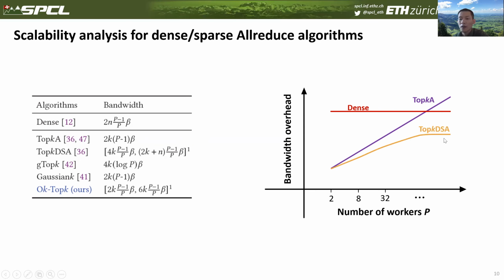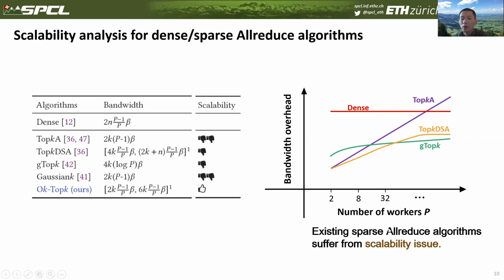And for top K DSA, it suffers from the fill-in issue as the number of workers increases. And at some point, the all-gather phase will completely switch to dense format. For G top K, the bandwidth overhead is proportional to log P. Although it's growing slowly, eventually it will surpass the dense Allreduce. So overall, the existing sparse Allreduce algorithms suffer from a scalability issue. Therefore, we propose our own algorithm, OK top K. It has less than 6K bandwidth overhead, which is more scalable than the other algorithms.